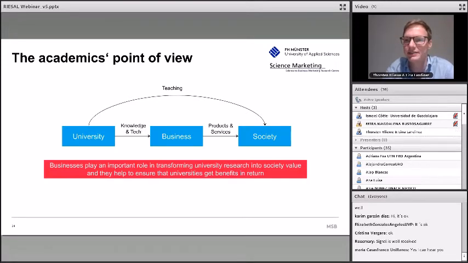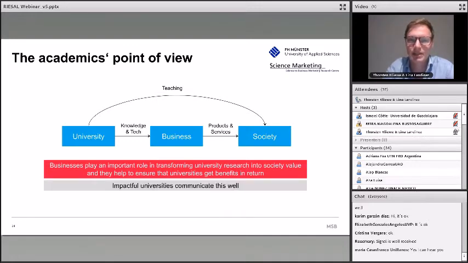Without them in the middle, even more of our research would never make it to the market, and we wouldn't benefit from the health technologies which have been developed in universities, or renewable energies, or all these kinds of things which we develop, in which we invest a lot of time and a lot of resources, but would not make an impact to society. And impactful universities communicate this also well. So it's important to understand this and communicate that to the academics.